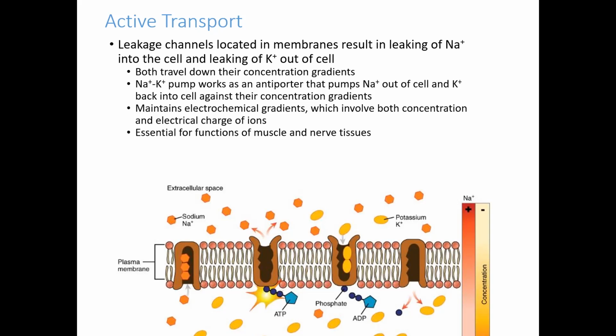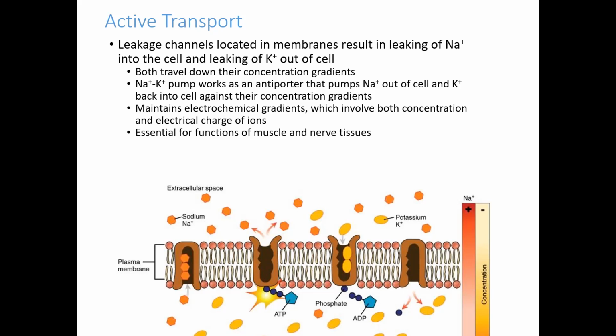Same thing applies to potassium. We've got lots of potassium inside our cells. It's leaking out because that's what it does. Whenever you have a high concentration of something, it wants to reach equilibrium. So potassium is going to leak out of the cell.